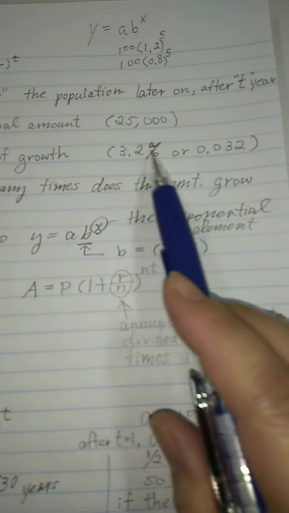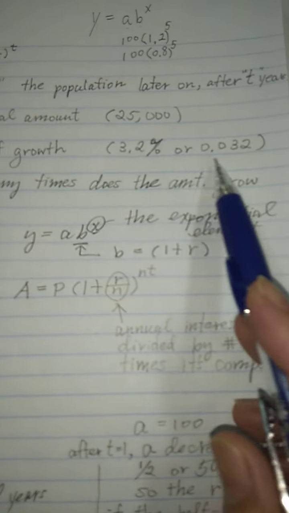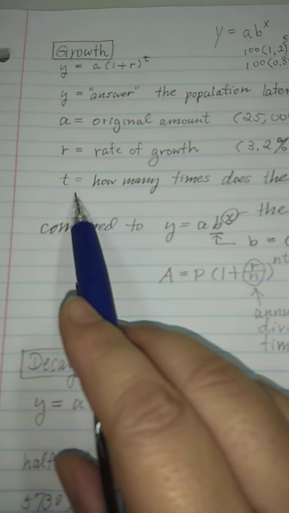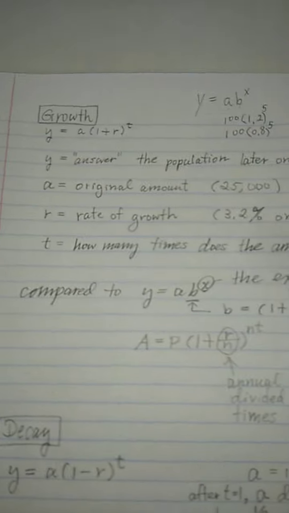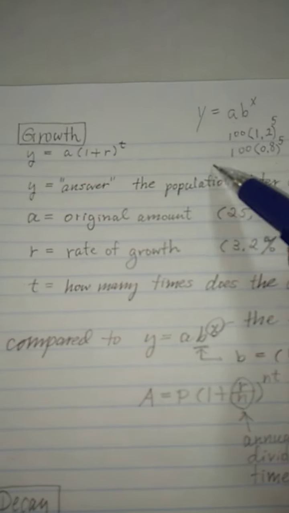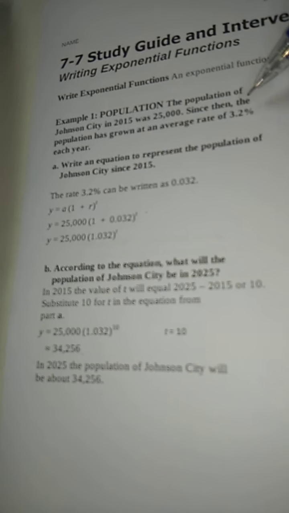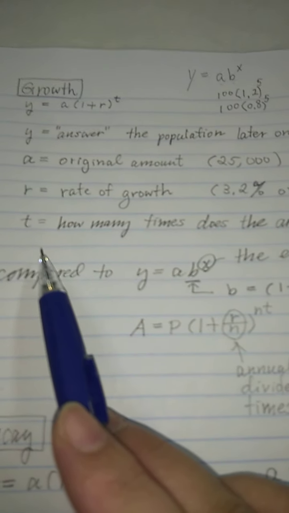Now, when you put this into your equation, you cannot use 3.2. You got to convert that into a decimal, so it's 0.032. And then t is how many times that amount grows, how many times it multiplies. In this case, they're talking about an annual growth. They're growing at an average rate of 3.2% per year, so it's an annual growth rate of 3.2. So you just have to count. If the rate that they give you is an annual growth rate, then the t would be measured in years as well.